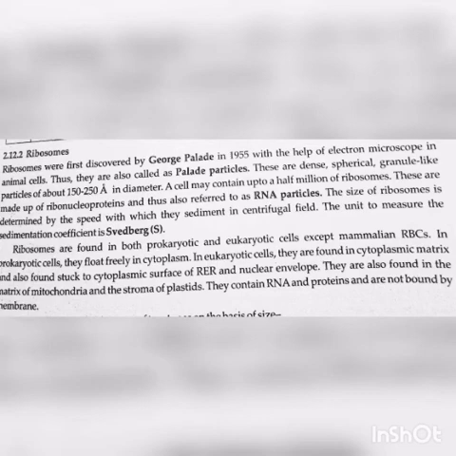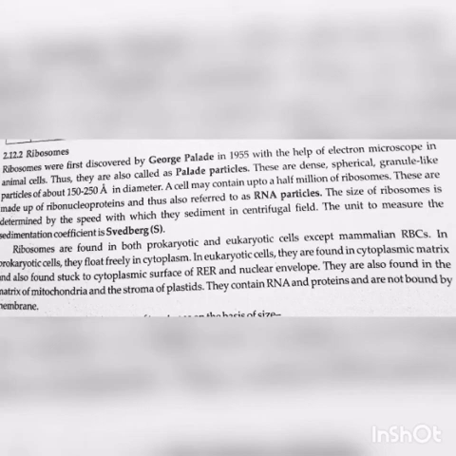These are made up of ribonucleoproteins and thus also referred to as RNA particles. The size of ribosomes is determined by the speed with which they sediment in a centrifugal field. The unit to measure the sedimentation coefficient is the Svedberg. Ribosomes are found in both prokaryotic and eukaryotic cells except mammalian RBCs.